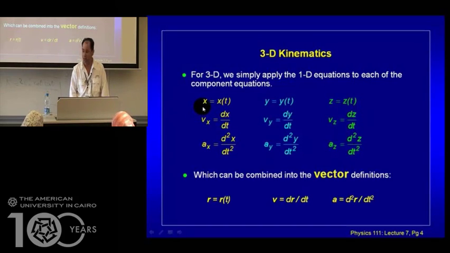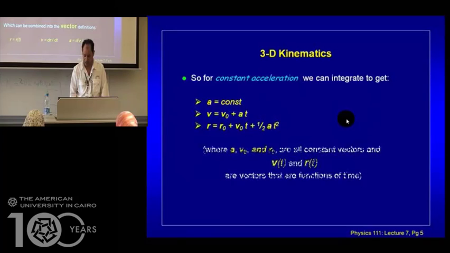Those mainly say that the position along x equals x of t. That's an equation of x as a function of t. The derivative of that equation will give us the velocity. The derivative of the velocity will give us the acceleration. Same goes for the 2 other dimensions.